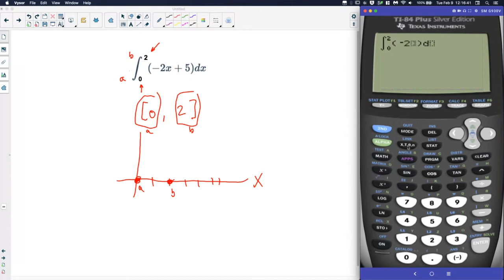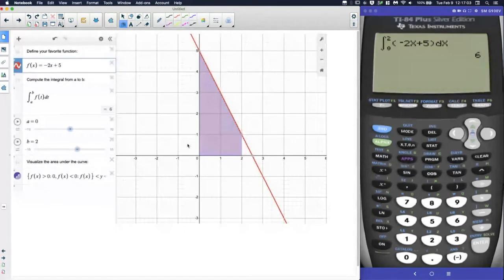Negative 2x plus 5. And then again, we want to tell the calculator to find the antiderivative with respect to x because we have an x in our equation. X. Enter. Ooh, we get 6. What that's saying is from 0 to 2, the area under the curve is going to be 6. And you can check that on the graph here.